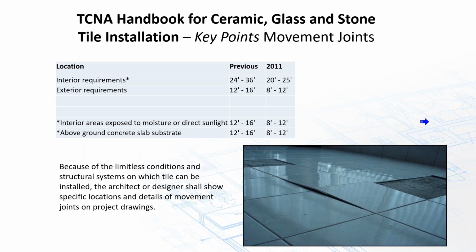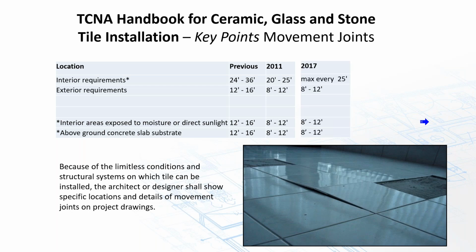Above ground slabs also have the recommendation for interior areas to follow the exterior recommendation of every 8 to 12 feet. But it does stress in the method, EJ 171, that because of limitless conditions and structural systems on which tile can be installed, the architect or designer shall show specific locations and details of the movement joints on the project drawings. That's an important step. Tile contractors are not really structural engineers. They don't know where all the movement's occurring. So it makes more sense for a design professional to provide that.